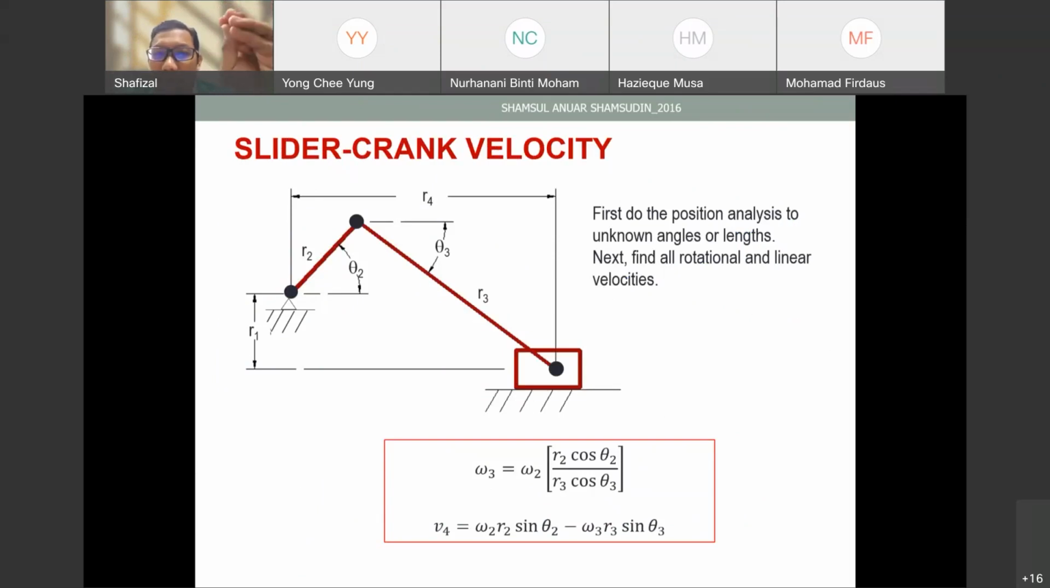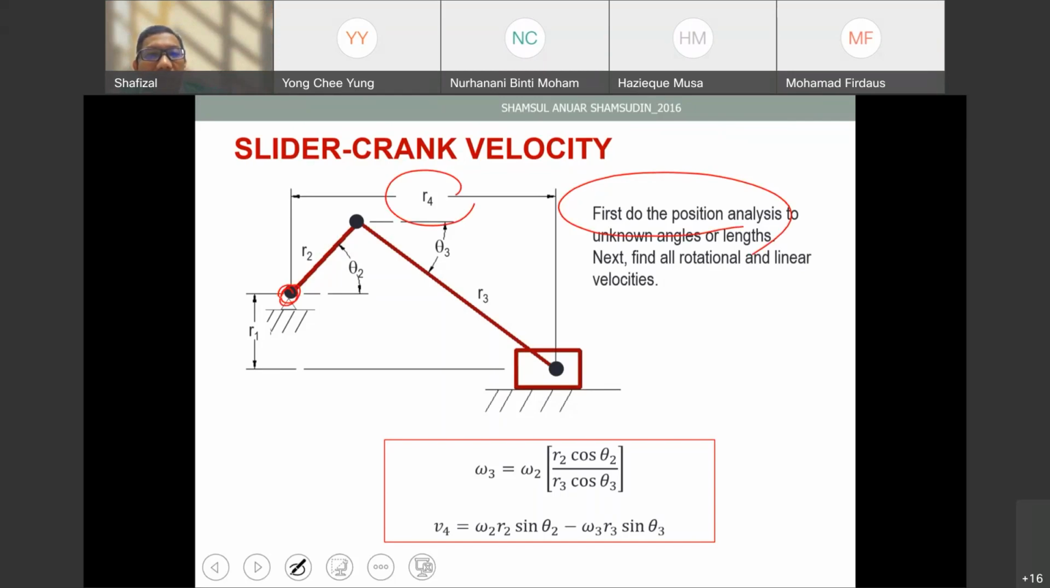It is also the same for this one, for velocity. Dengan syarat kita kena buat dulu position analysis to find the unknowns, angles and length. For example, last week kita dah belajar nak cari nilai R4, the distance of the length from the reference point when the angle 2 is given. Sekiranya angle 2 diberi, let's say 60 degree, so berapakah kedudukan the initial kedudukan of this slider, right? You can find the length of R4. And based on that, remember, we can also find the theta 3, based on the position analysis we have done last week.